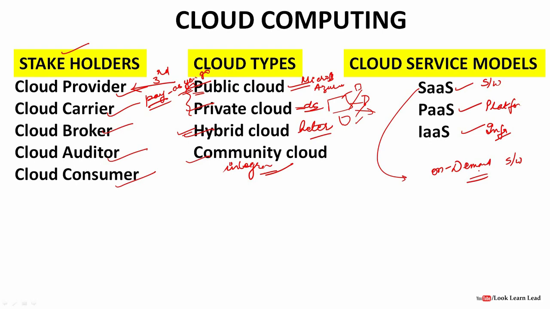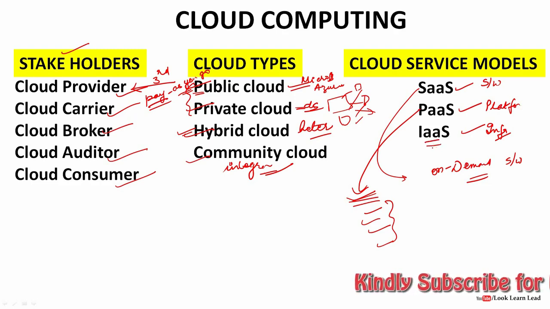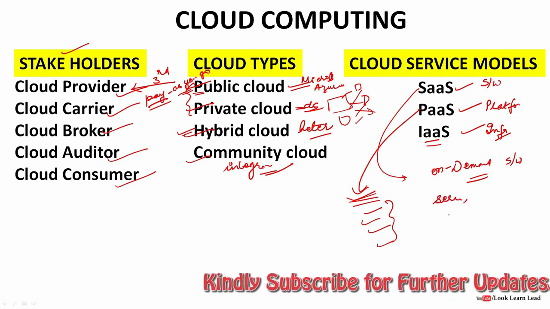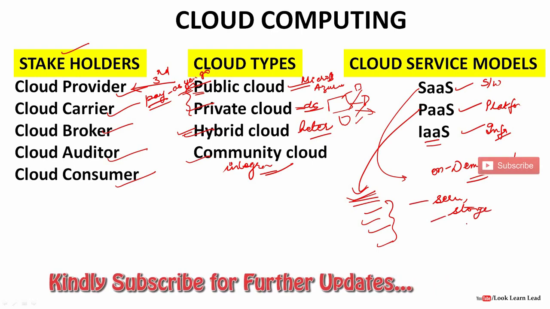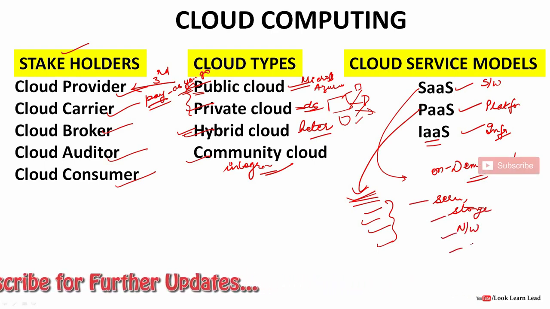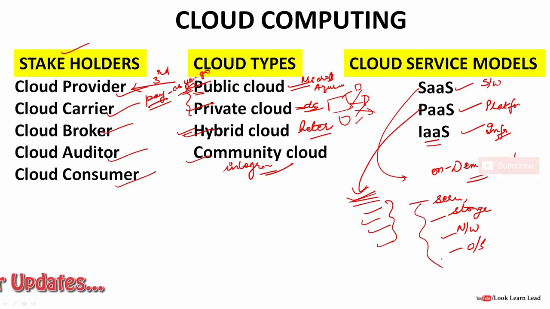Now the second one is platform as a service. Platform as a service provides a programming platform for developers. On the same platform we can create, test, run and manage our application. So it provides a single platform for the developers. This is known as platform as a service. The last one is infrastructure as a service. In infrastructure as a service, we provide infrastructure such as servers, storage devices, storage space and network, and we also provide the operating system. So these all come under infrastructure as a service.